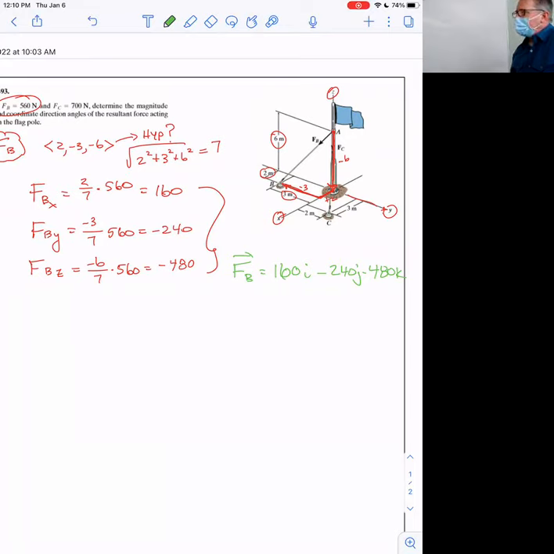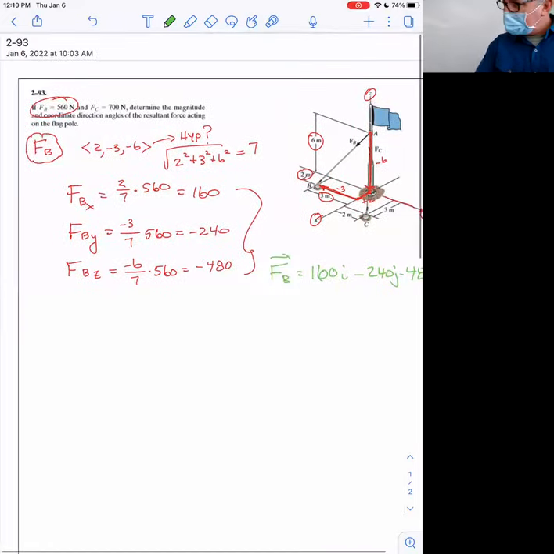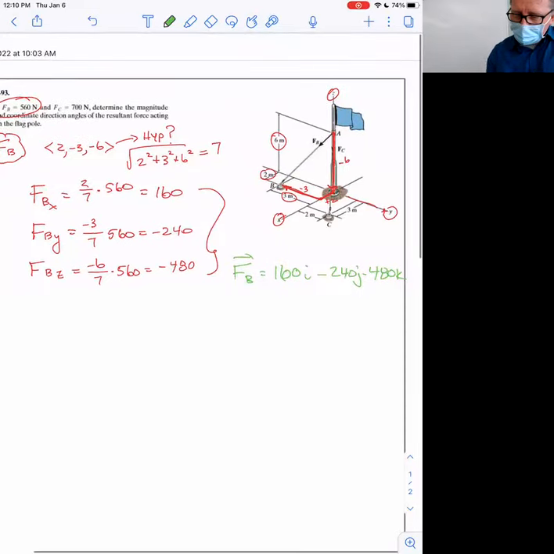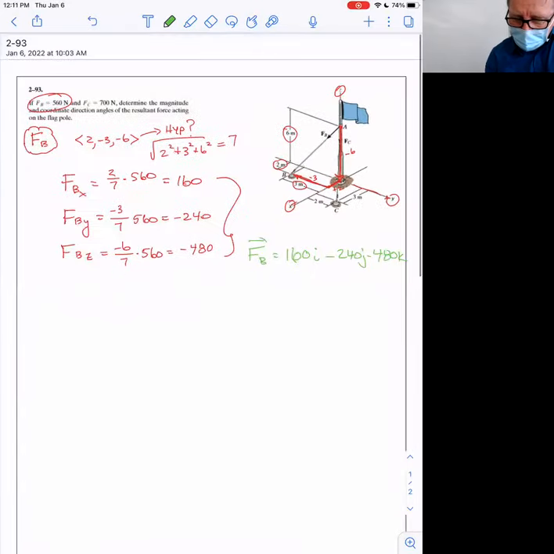So 560 was pulling off in some weird direction. And now I've split it into its x, y, z components. Double check, 160 squared plus 240 squared plus 480 squared better be 560 or I blew it. So, mission accomplished. Force B is figured out.